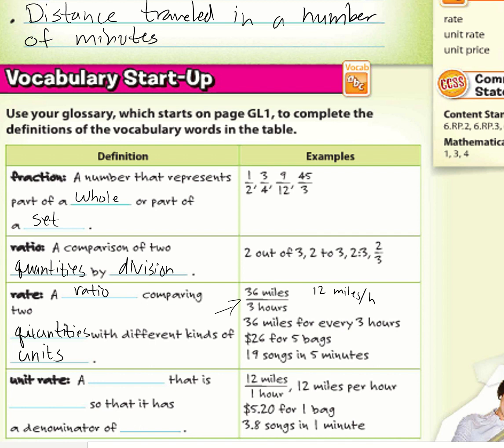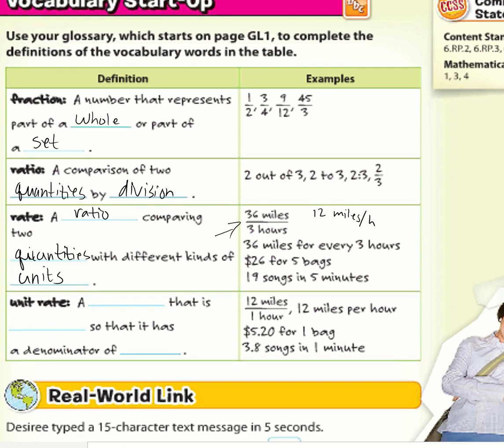Because we simplified. A unit rate is a rate that is simplified so that it has a denominator of 1. Oh, so that's what I just did. So this over here is a unit rate.